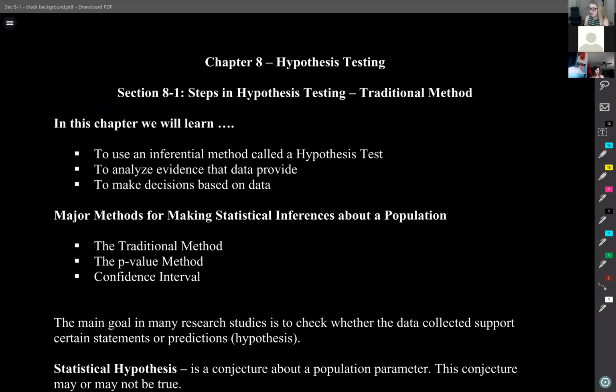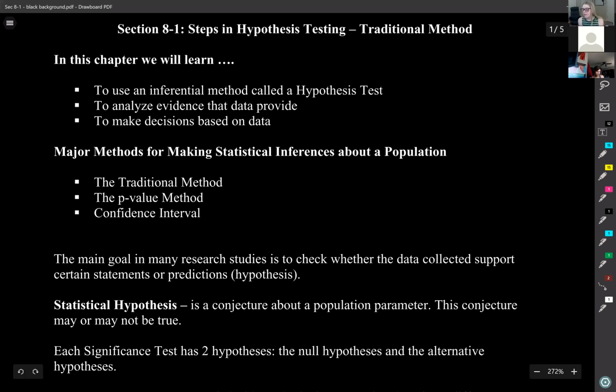So in this chapter, we're going to talk about an inferential method called a hypothesis test. This is going to analyze evidence that your data will provide, and it's going to help you best make a decision based on the data. So you get your data, you collect it. How do you decide how to analyze it, or what conclusion to arrive at based on your data? So there are some major methods for making statistical inferences about a population.